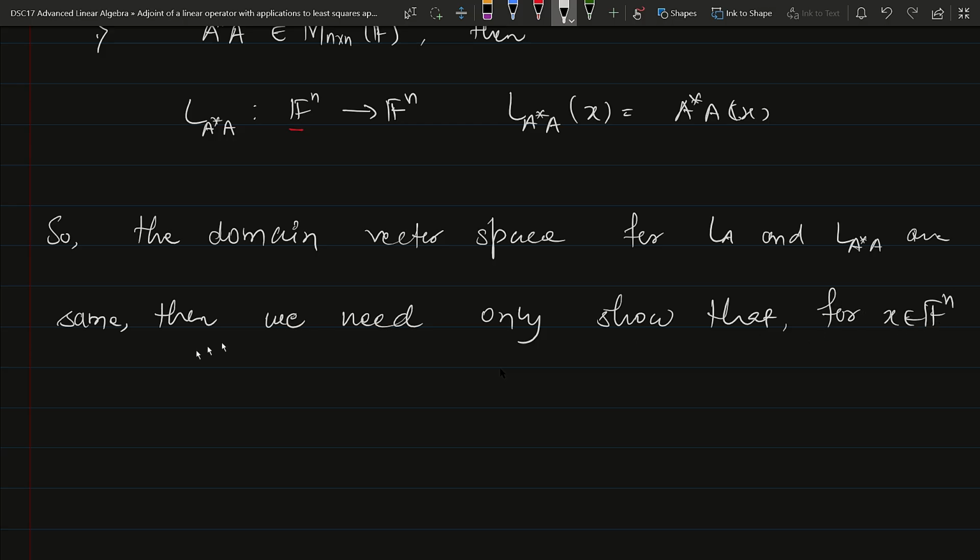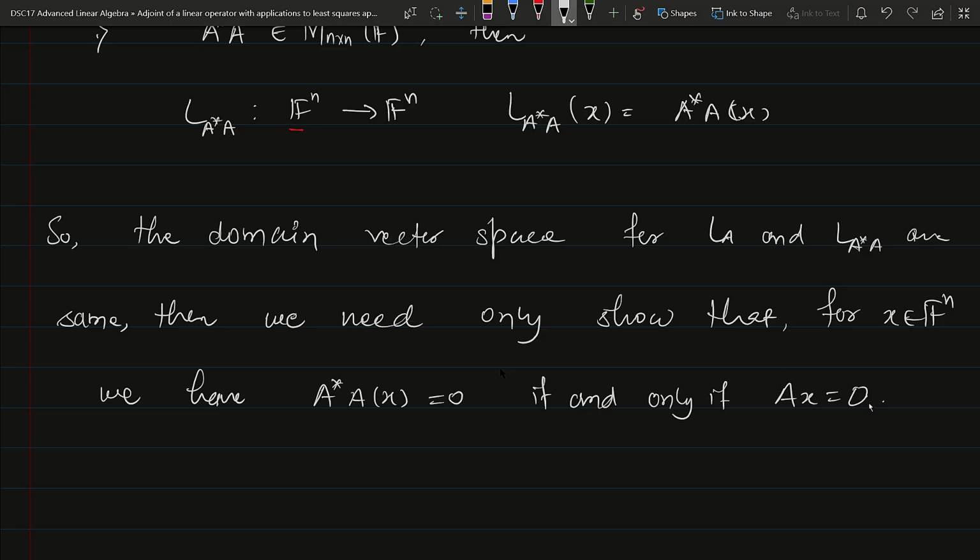Okay, the input is always from Fn. We always have that A star A on x is equal to 0 if and only if A on x is equal to 0. ठीक है, इसका मतलब क्या है कि A स्टार A जिन x पर 0 दे रहा है उन्हीं पर ये A भी 0 दे रहा है, और जिन कॉलम वेक्टर x के लिए A ऑफ x की वैल्यू 0 आ रही है, सेम उन्हीं x के लिए A स्टार A भी 0 दे रहा है.